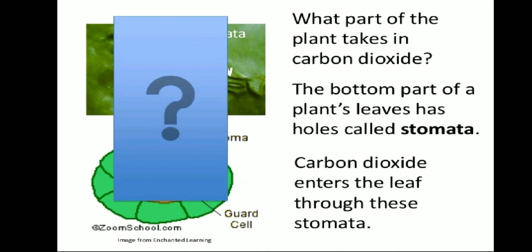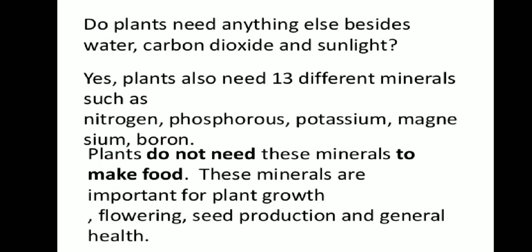And what part of the plant takes in carbon dioxide? That is stomata. The bottom part of the plant leaves has many tiny holes called stomata. So through the stomata only the plant takes in carbon dioxide. Carbon dioxide enters the leaf through the stomata.